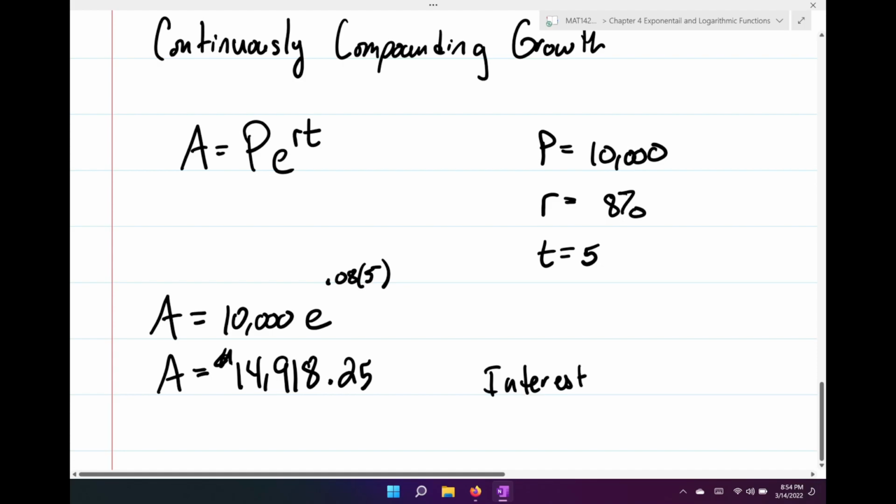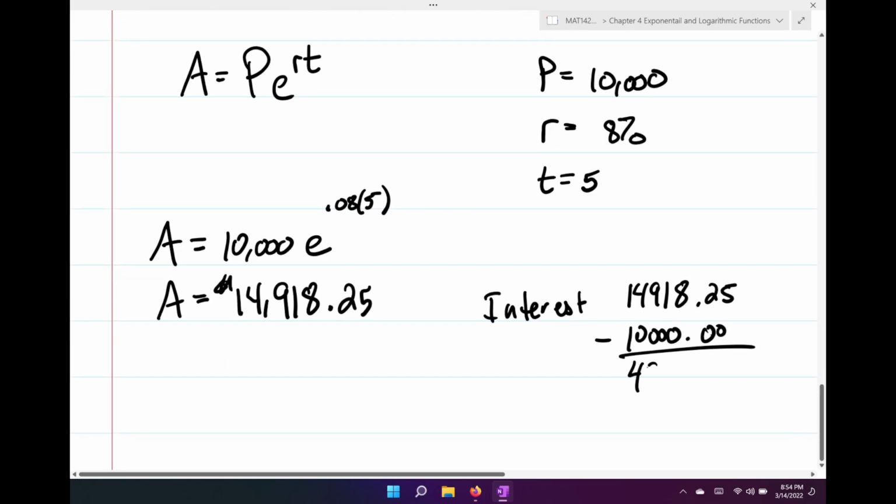So the interest earned on this would just be $14,918.25 minus your initial investment of $10,000, for $4,918.25 of interest earned in 5 years at 8%, which is very good. If you can find an investment that pays 8%, definitely invest in that because it's pretty good, especially for the current climate that we're living in right now.